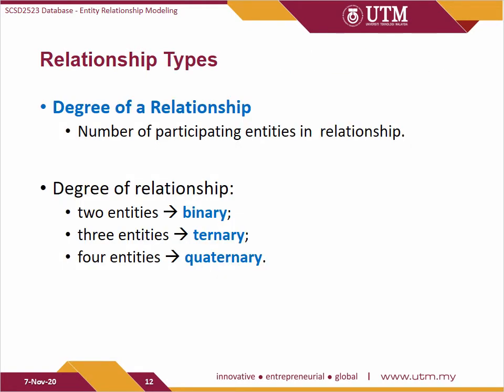Let's take a look at degree of relationship. It is defined as the number of participating entities in a relationship, which indicates the number of entity types involved in a relationship. A relationship of degree 2 is called binary. A relationship of degree 3 is called ternary, and a relationship of degree 4 is called quaternary.